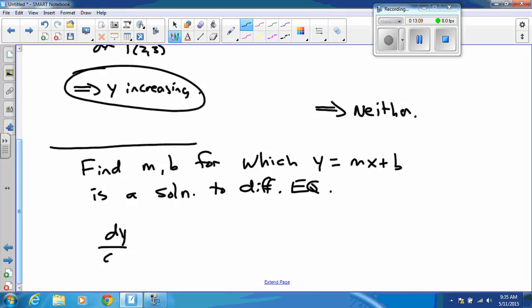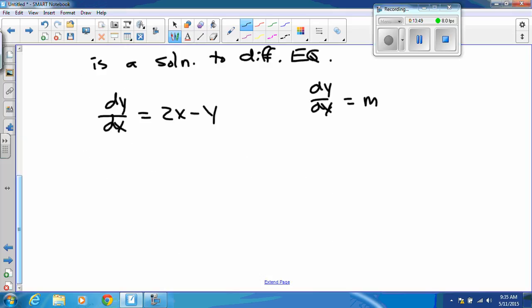The differential equation is dy dx equals 2x minus y. So, if this is going to make that statement true, then it's going to make that statement true. What does that allow us to do? Take the derivative of both sides, and when I take the derivative of both sides, I get dy dx is equal to m. So how does that help? Bingo! What we need is the S word, substitute. And we can substitute dy dx is equal to m.